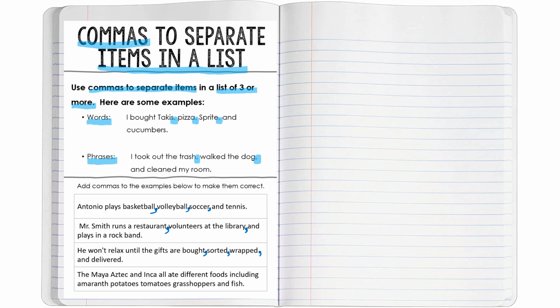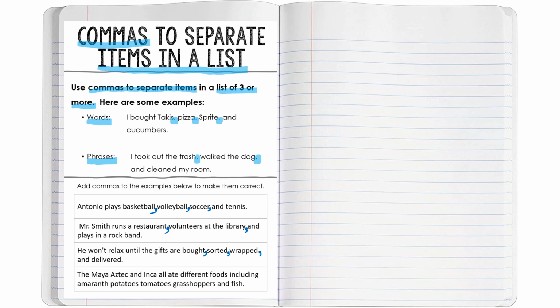Now check out this last sentence. I tried to trick you with this one. There are multiple lists in this sentence, and we have to spot them all. The Maya, Aztec, and Inca all ate different foods, including amaranth, potatoes, tomatoes, grasshoppers, and fish. If you've been doing the CKLA 5th grade material with us, this might sound very familiar.